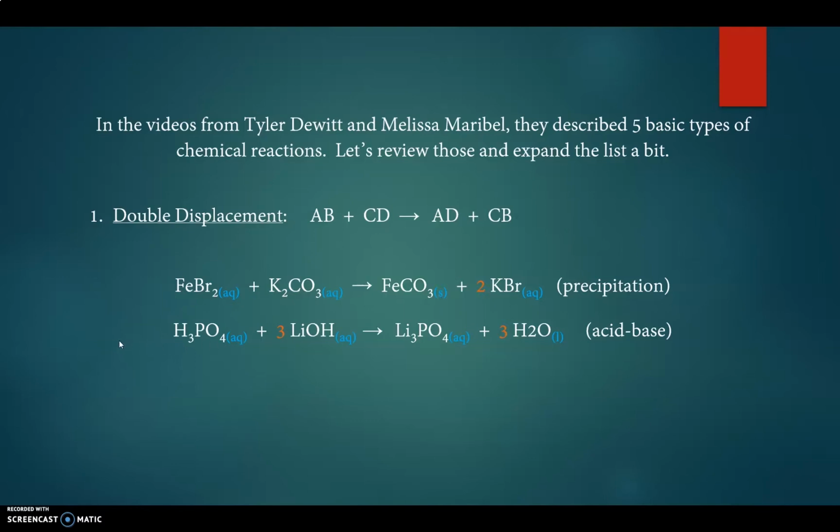The other type was an acid-base reaction. So if there's an acid and a base, and acids we usually recognize because they start with hydrogen, and bases because they end with hydroxide, and then we get an ionic compound and water. So under double displacement, there's 2 possibilities so far, and that's precipitation and acid-base.